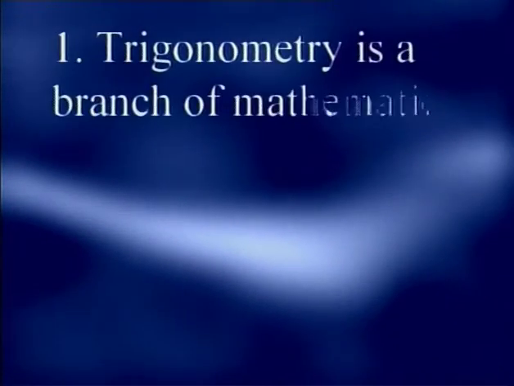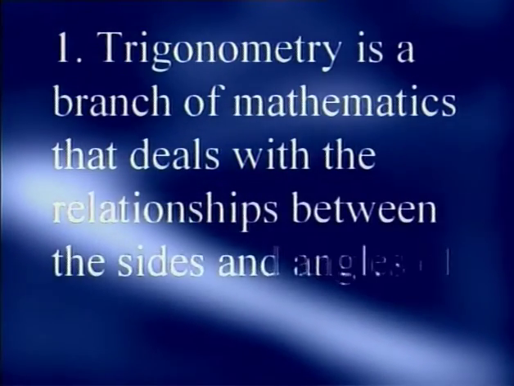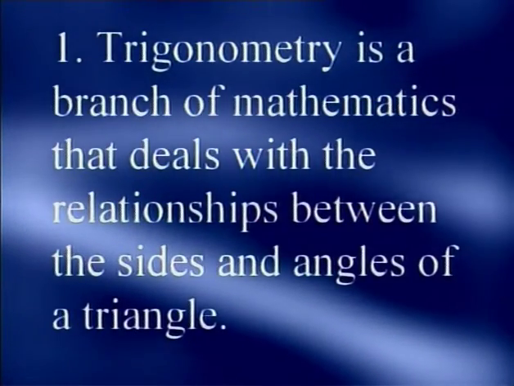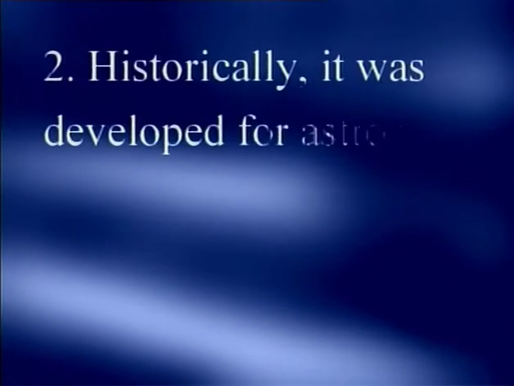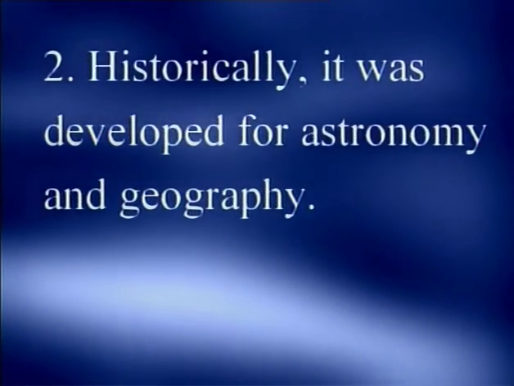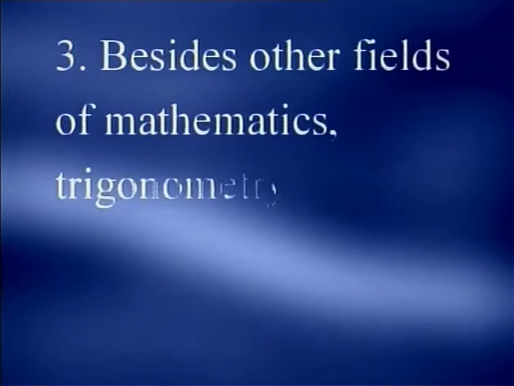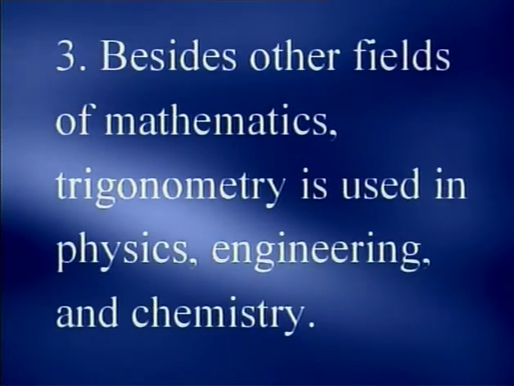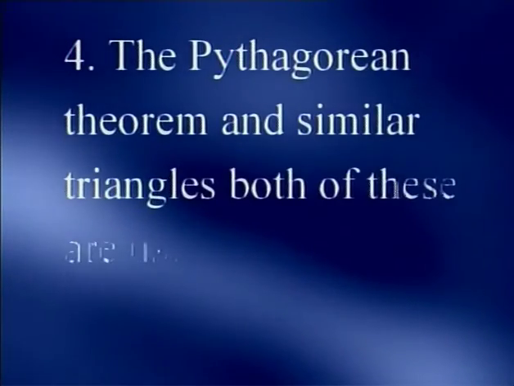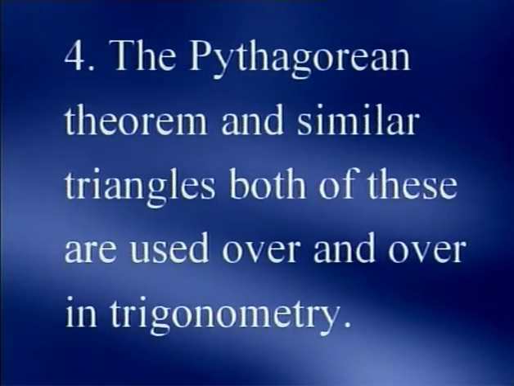Last time we learned that trigonometry is a branch of mathematics that deals with the relationships between the sides and angles of a triangle. Historically, it was developed for astronomy and geography. Besides other fields of mathematics, trigonometry is used in physics, engineering and chemistry. The Pythagorean theorem and similar triangles, both of these are used over and over in trigonometry.